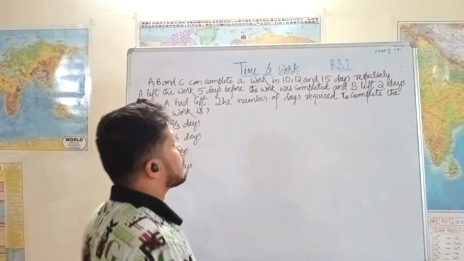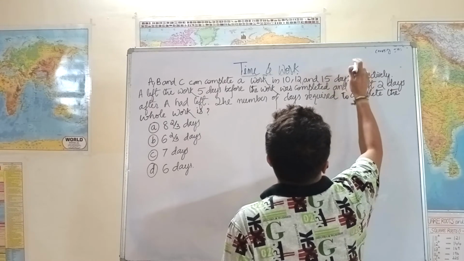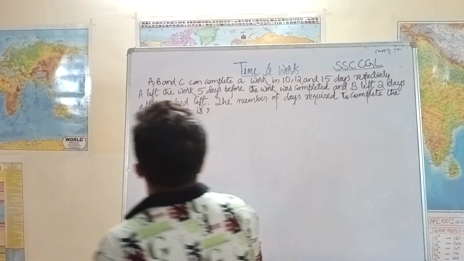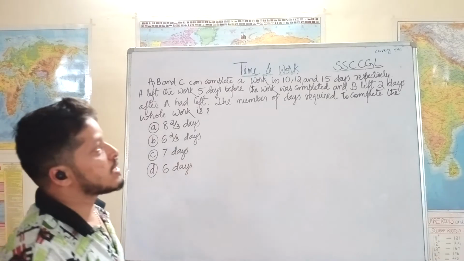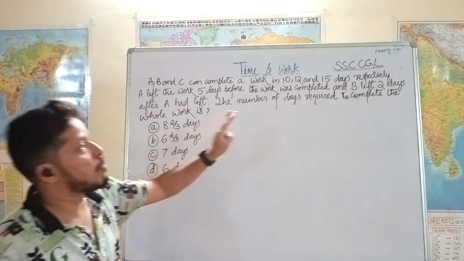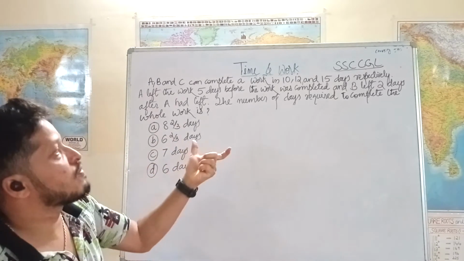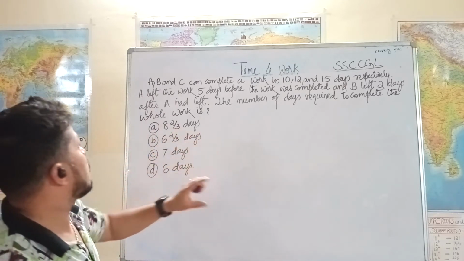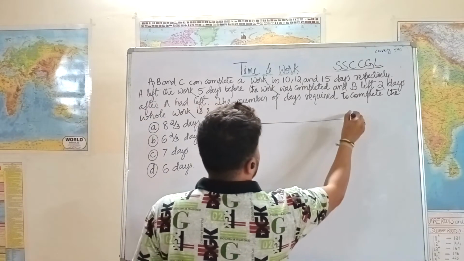Okay. We have another question here from SSC CGL. A, B, C can complete the work in 10, 12 and 15 days respectively. A left the work 5 days before the work was completed. That means he did work till the last 5 days. And B left 2 days after A left. The number of days required to complete the whole work is... see, A, B, C started working.